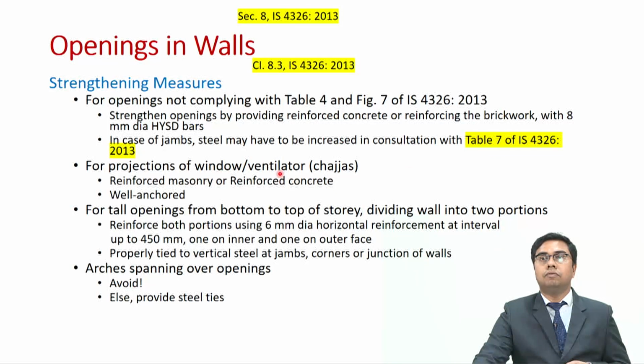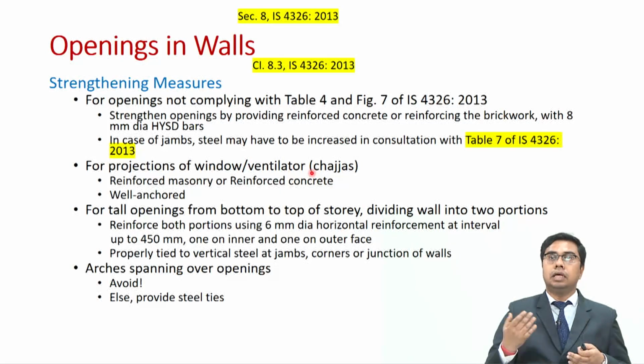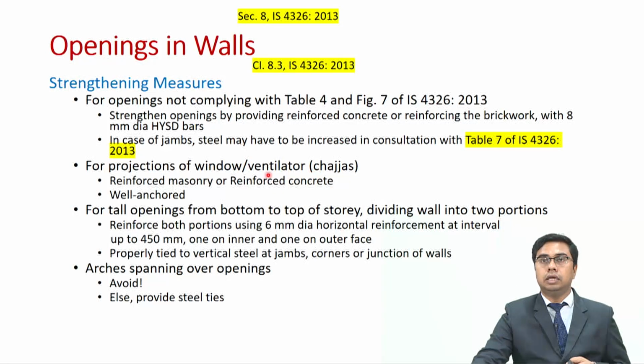Then, if your window or ventilator is projecting outside, that is, it has a chhajja, then that projection has to be in either reinforced masonry or reinforced concrete. It cannot be an unreinforced masonry. Also, this has to be well anchored in the wall.